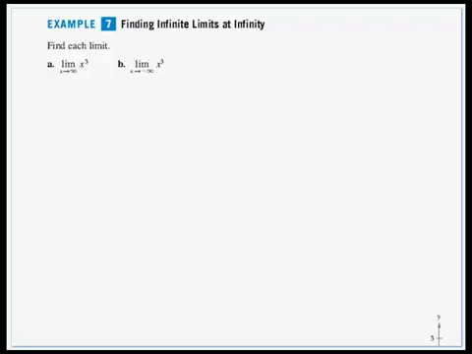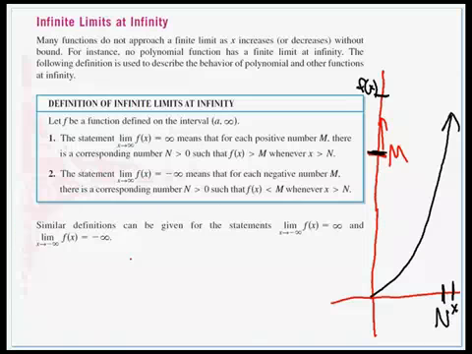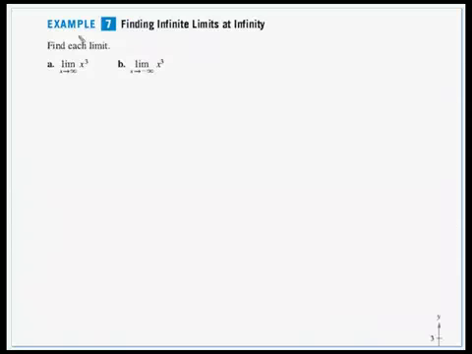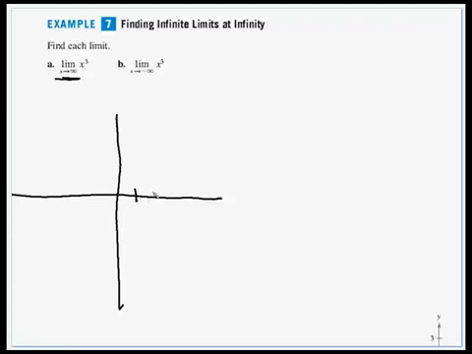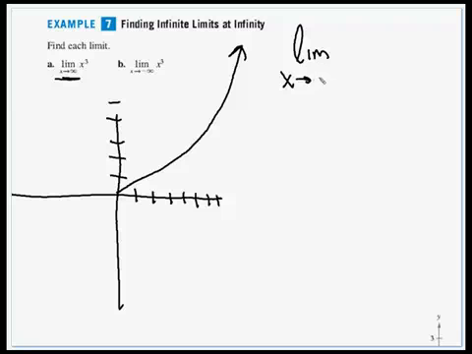So let's see. Find each limit. Part A, the limit as x approaches infinity of x to the third. And if we think about this graphically, we're plugging in positive x values 1, 2, 3. As we plug in bigger and bigger positive x values, we're cubing them, so the output is much bigger than what we put in, and it's also positive. So as we plug in bigger and bigger x values, our y values head off toward infinity. The limit as x goes to infinity of our x to the third function is equal to infinity. We increase without bound.